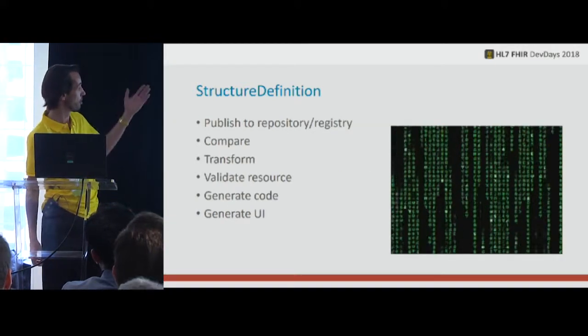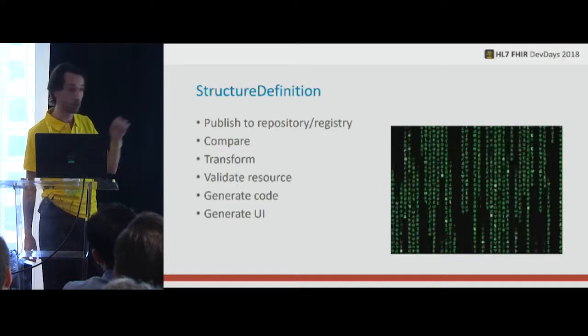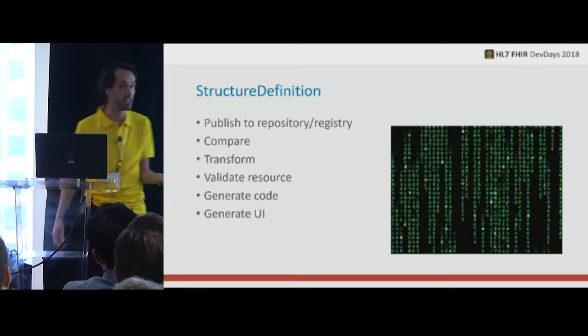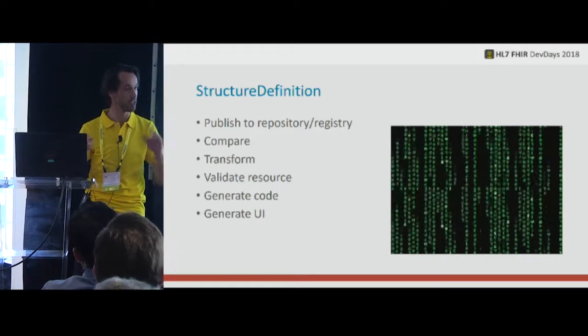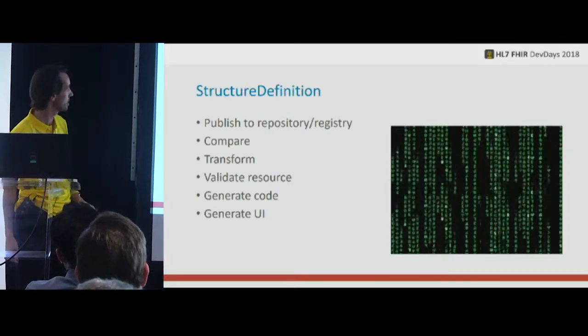What can you do? You publish it to a repository, you can compare the two, and you can do a diff because it's expressed in a structured way. So you can write an algorithm to look at the changes, as Graham just discussed in his meeting.